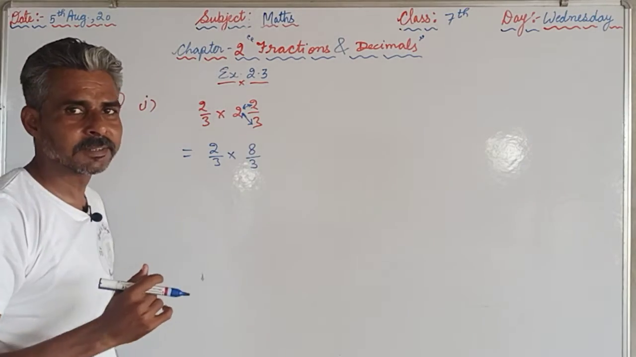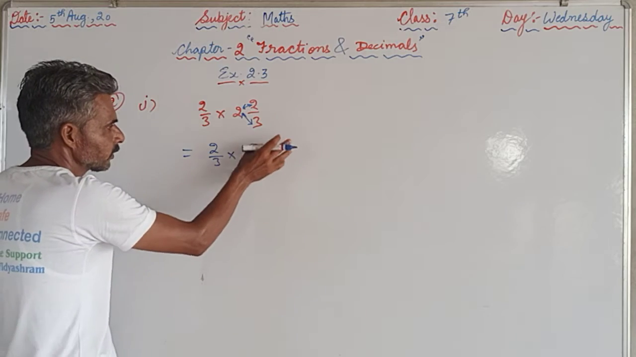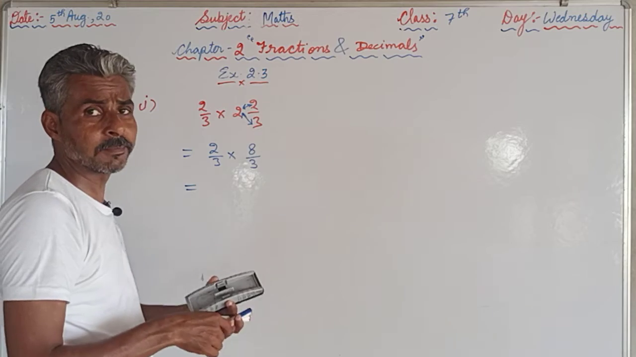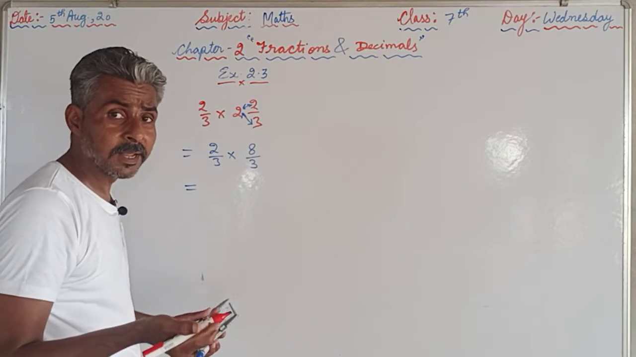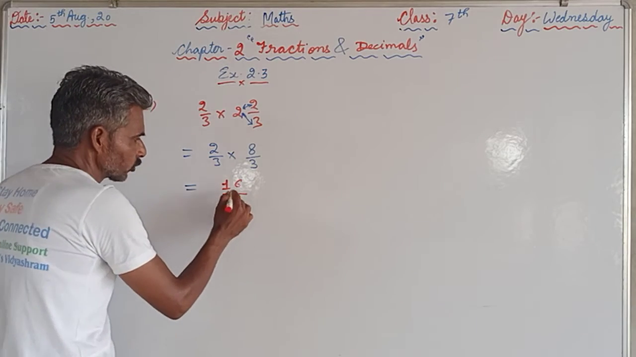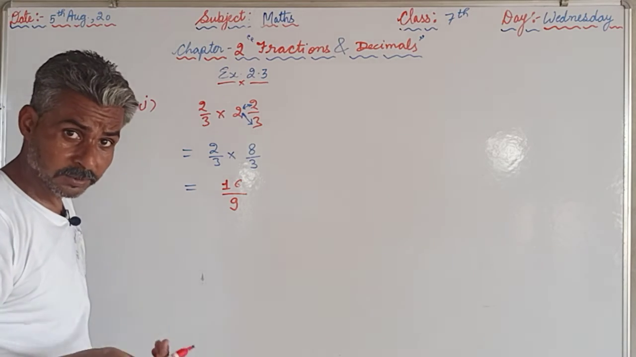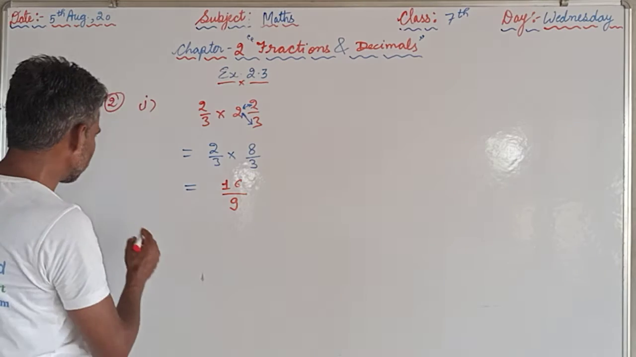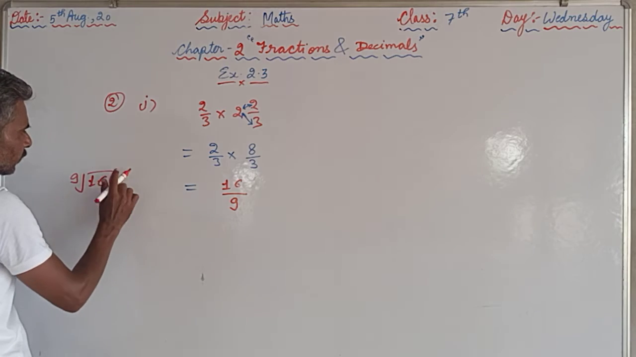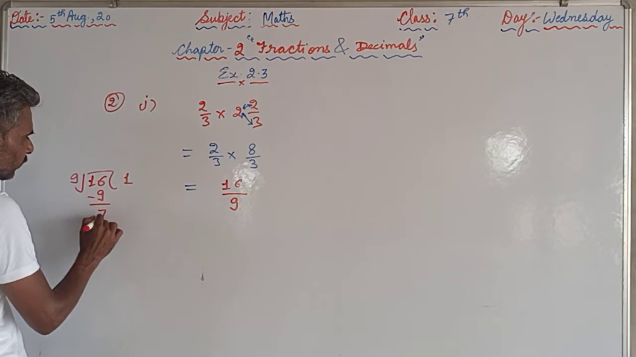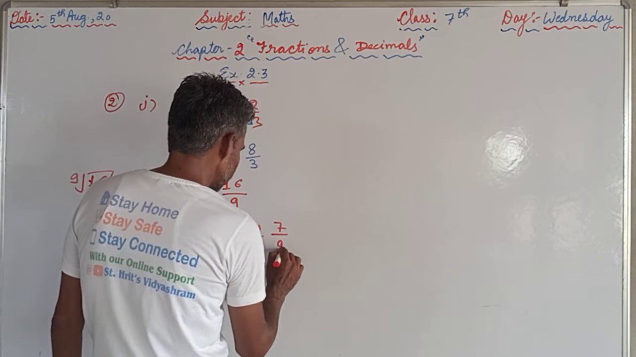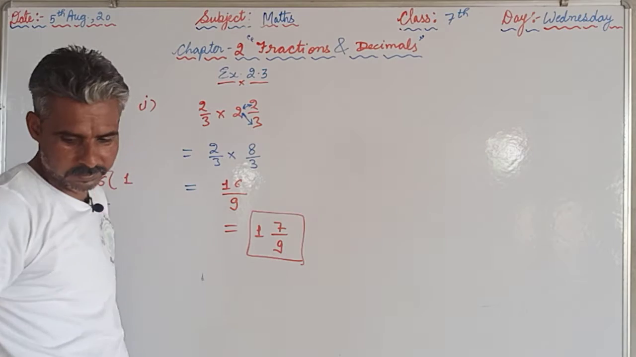So upside and downside we cannot cancel out any of the numbers, like this and this or this or this. So what we will do, we will multiply numerator into numerator and denominator by denominator. 8 2s are 16 and 3 3s are 9. So this is an improper fraction, and the answer should be in the mixed fraction. So we will divide 16 by 9, 9 1s are 9, and the remainder will be 7. So the answer will be 1 and 7 upon 9. That is the answer of the first part.